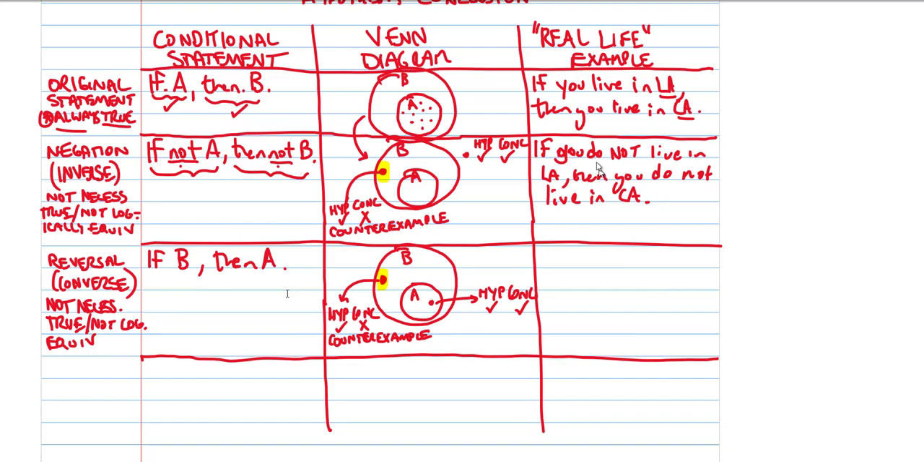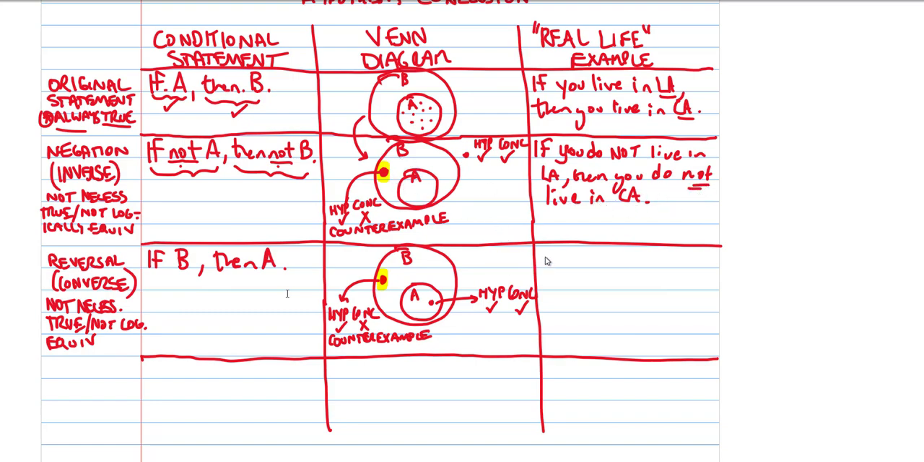Well, that's clearly not true. There are many cities in which you can live in California. You don't just have to live in Los Angeles. You could live in San Francisco or San Diego or Fresno or a bunch of different cities. So it is not necessarily true that if you don't live in LA, you don't live in California. It could be true, but it doesn't have to be true. And this person right here, who does not live in LA but does live in California, again, is a counterexample to this statement.